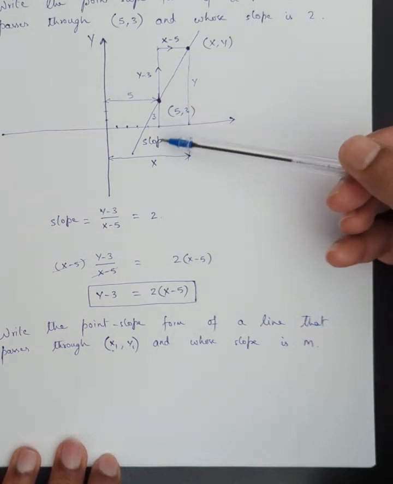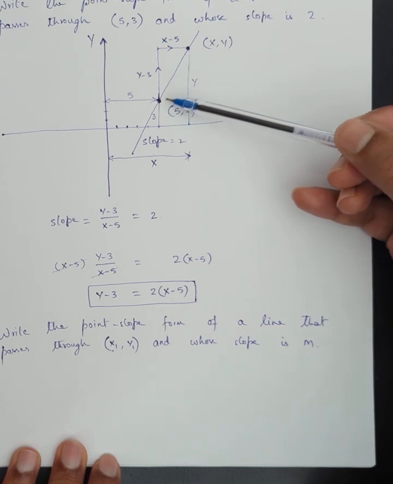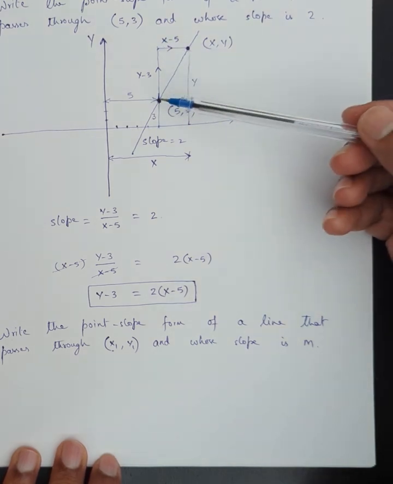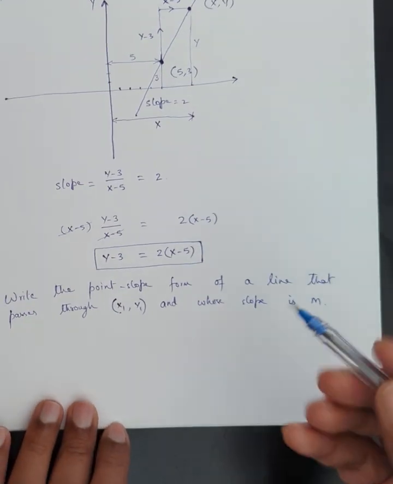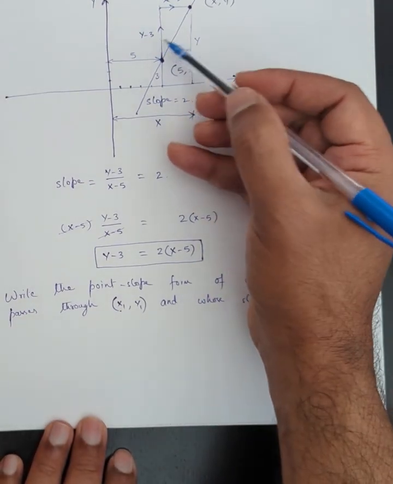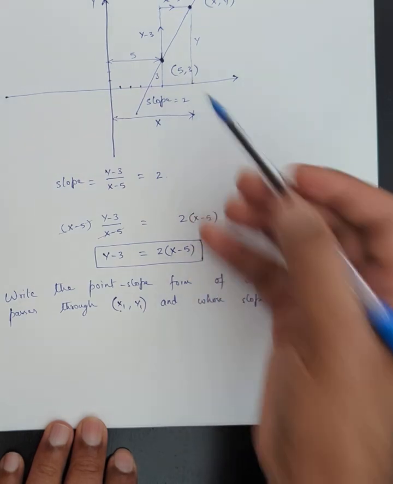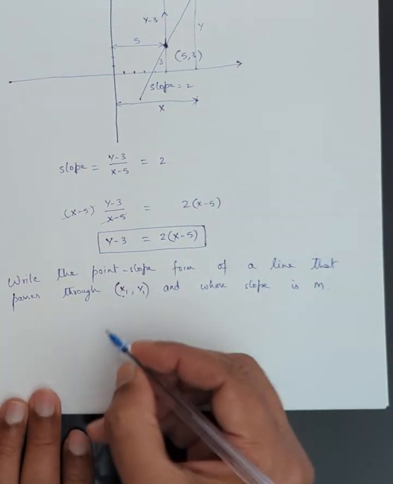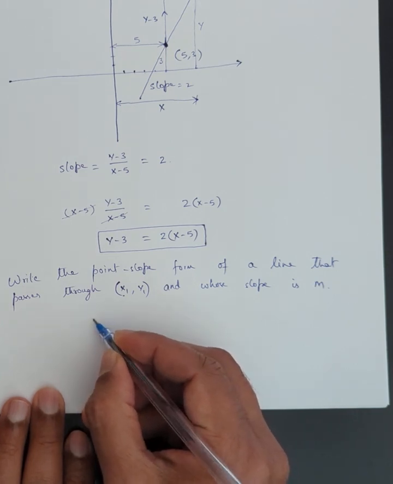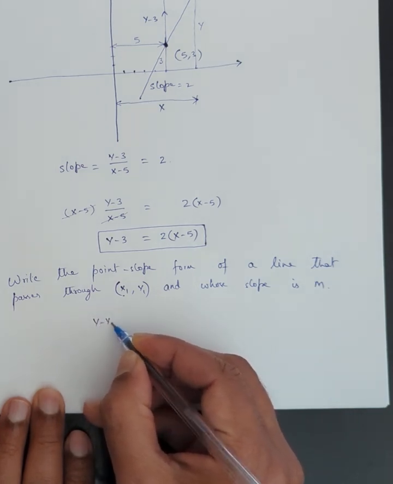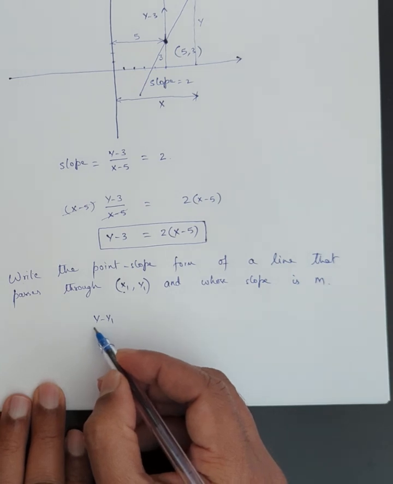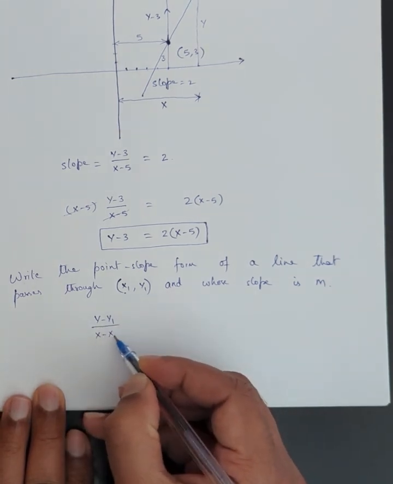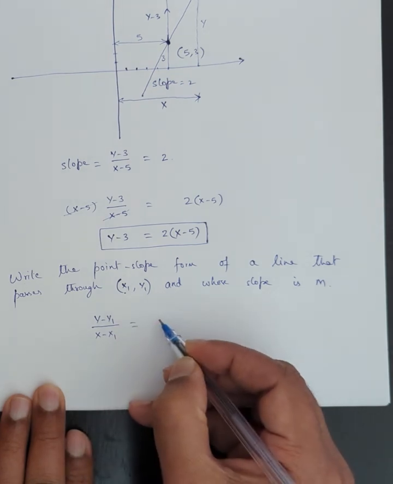Now the same reasoning would apply. I would construct the same right triangle. Now this time the rise is going to be not y minus 3, but y minus the y coordinate. So let me just write that part. Y minus y1 is the rise over x minus x1 is the run equals m.